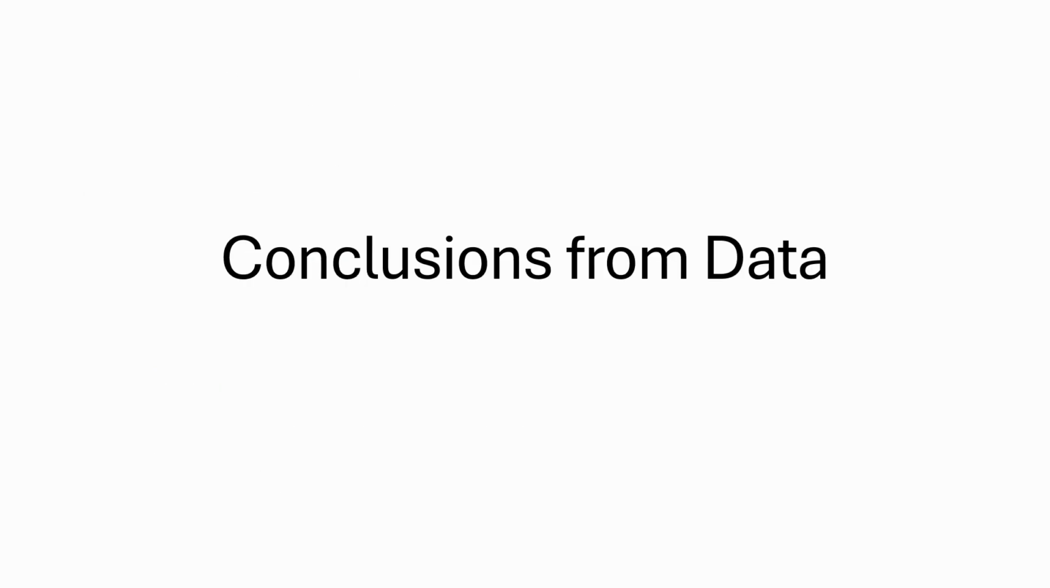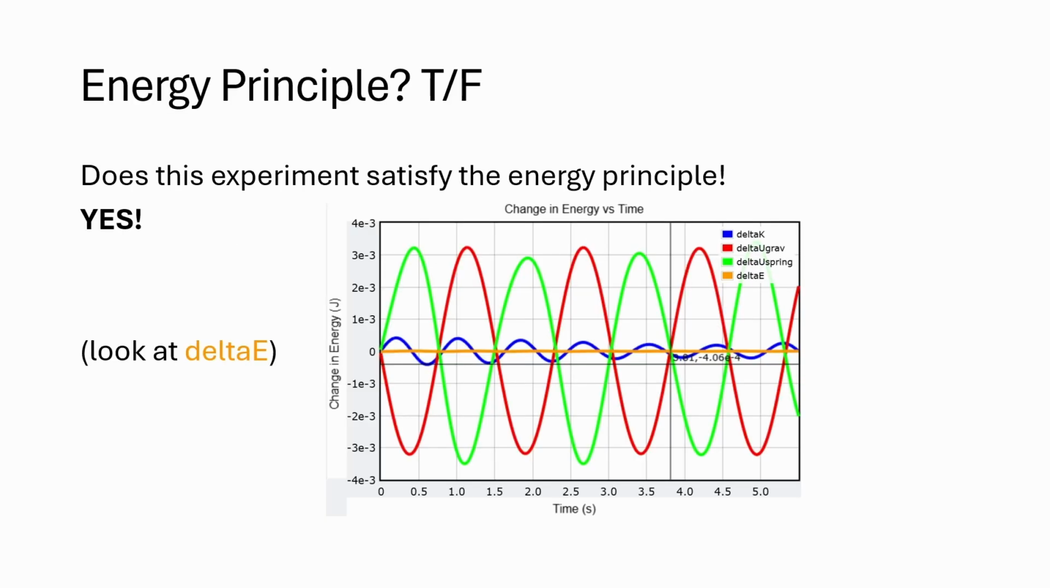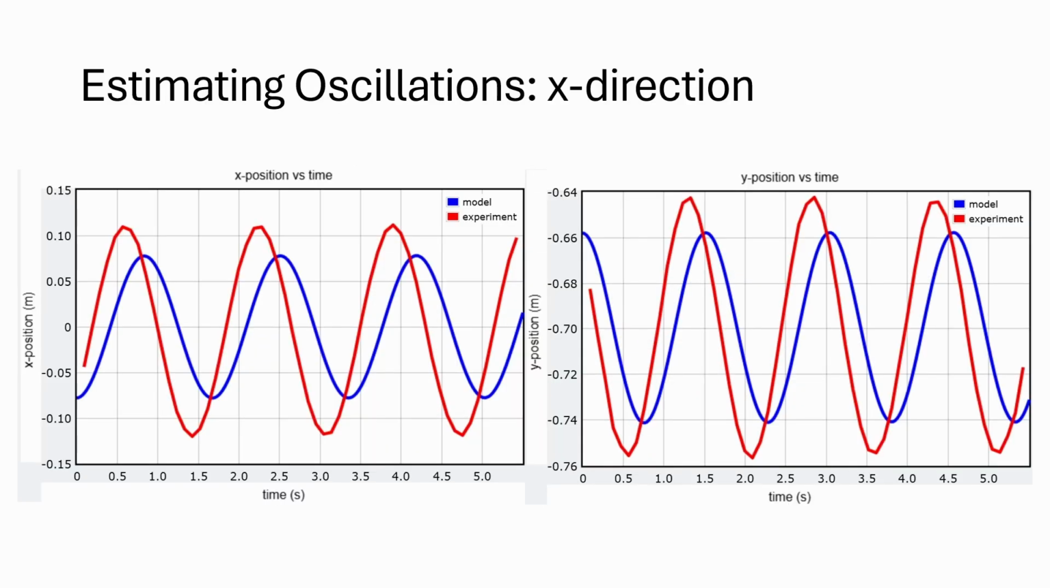Now that we have a way of computing the data, let's make some conclusions about our findings. One important question to ask from our computations is whether or not energy is actually conserved. We are able to track total energy using our GlowScript program, and its resulting graph demonstrates in orange that the total energy remained constant across all data points, meaning that energy was in fact conserved.